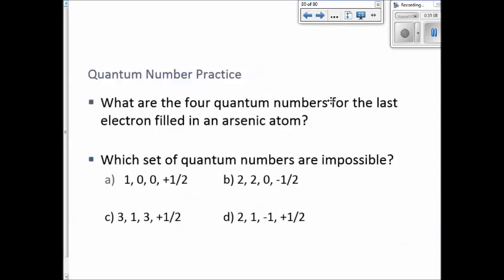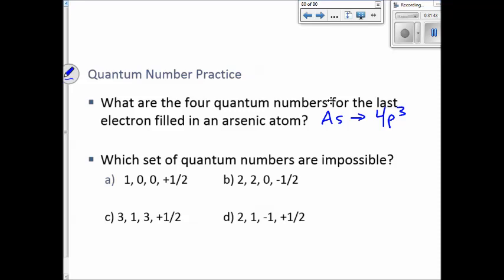Let's look at quantum numbers real quick before we move on to other bigger, better things. What are the 4 quantum numbers for the last electron filled in an arsenic atom? So, what you should do is go to arsenic. What is the end part of the configuration for arsenic? It's going to be 4p3, right? That's where arsenic's going to land.